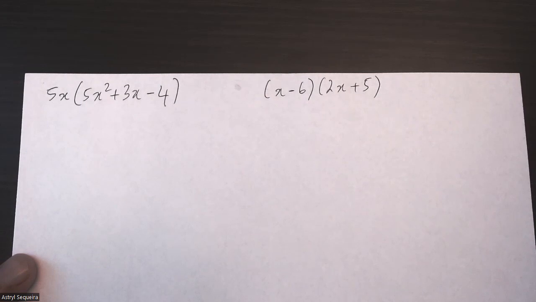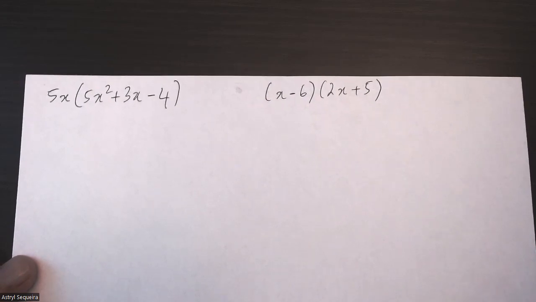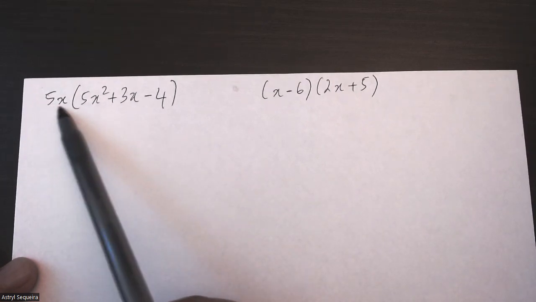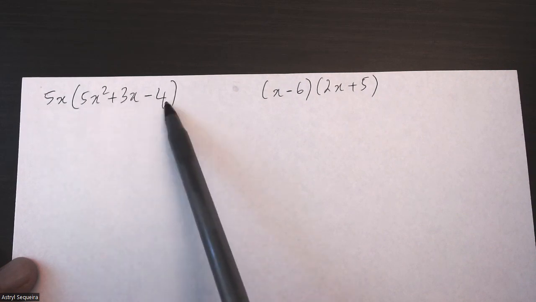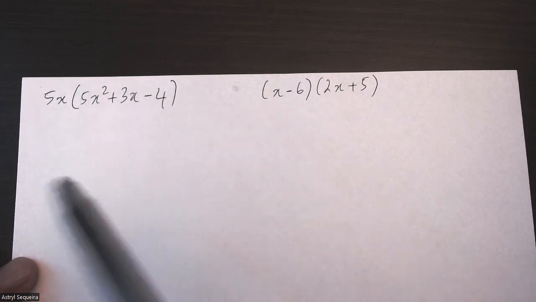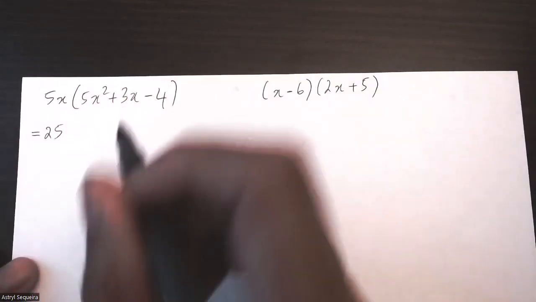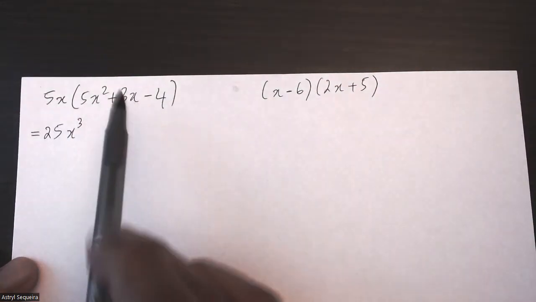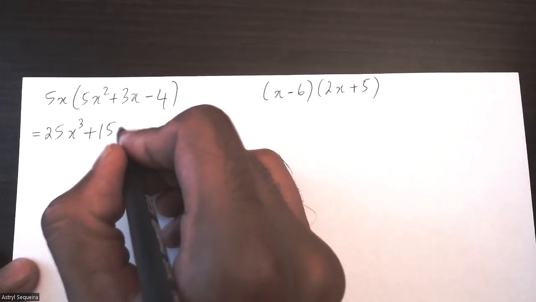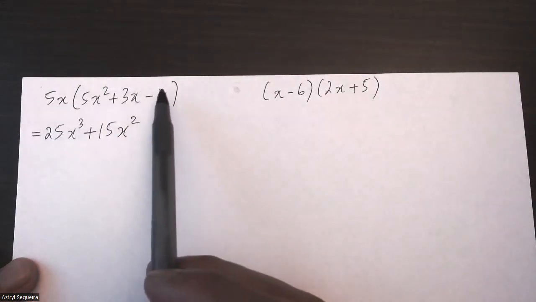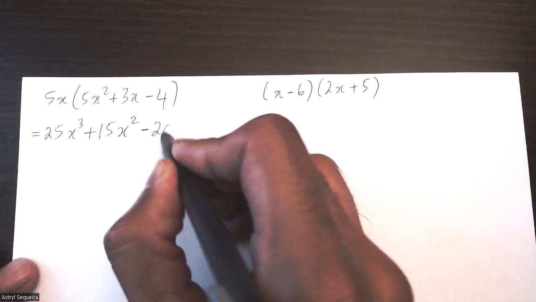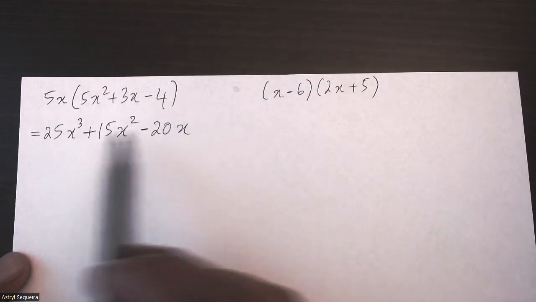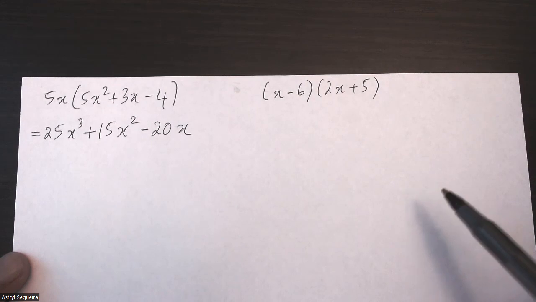All right, so in this video, we want to expand and simplify these polynomial equations. So let's start with this first one over here. In order to expand, I need to multiply the number on the outside with all the terms inside. So 5x times 5x squared, 5 times 5 is 25, and x times x squared is x cubed. 5x times 3x, so 5 times 3 is 15, x times x is x squared. And 5x times negative 4 is negative 20x. In this case, there's no like terms that I can combine, so this is just my final solution.